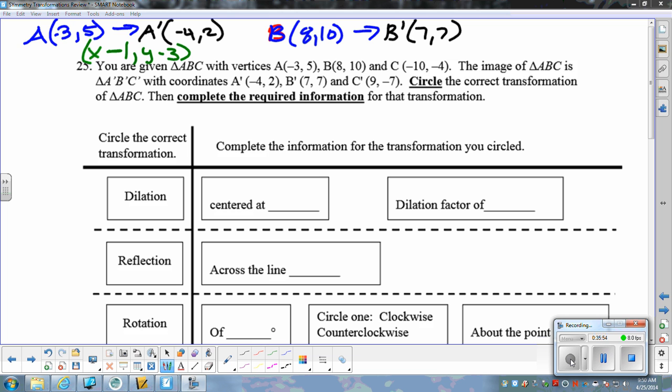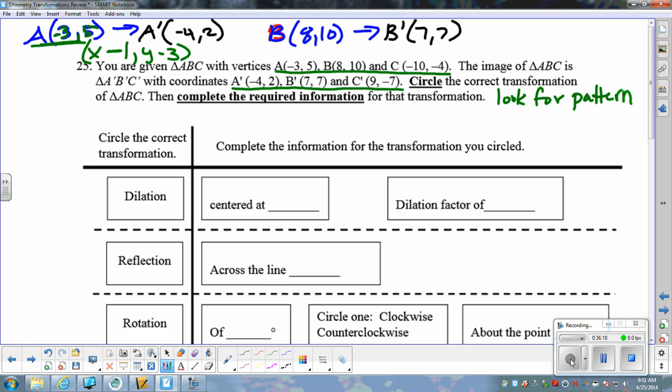So let's take a look at this next one. Again, we have vertices A, B, and C, and then the transformed coordinates as well. So again, we're looking for a pattern. That's what this whole thing is. You may use graph paper, but if you don't have it, you can look for the pattern as well. Now, if I'm taking a look at what happens with part A, it goes from negative 3, 5 to A prime, which is at negative 4, 2.